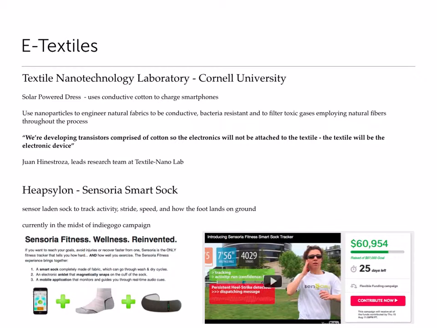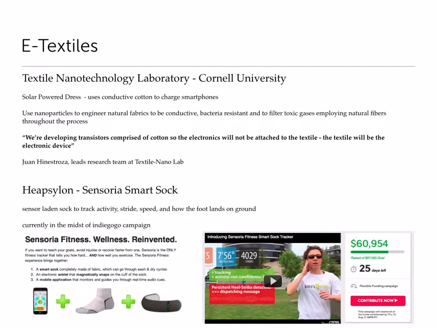Another aspect of wearable technology that we really don't think about because it's not in the news a lot is actually e-textiles. There's a textile nanotechnology laboratory at Cornell, and they're doing really amazing things. They've actually made a solar-powered dress, and you see in that quote there from Juan Hinestroza, we're developing transistors comprised of cotton, so the electronics will not be attached to the textile. The textile will be the electronic device. So fascinating with what they're trying to do there.